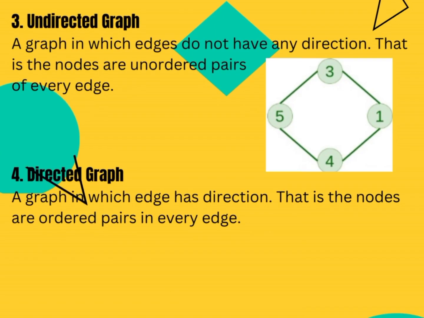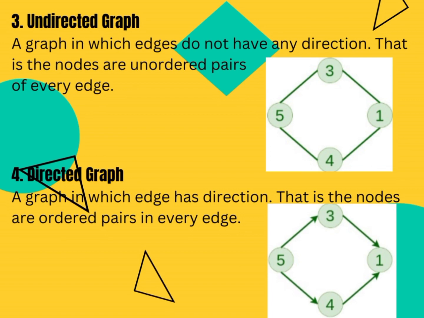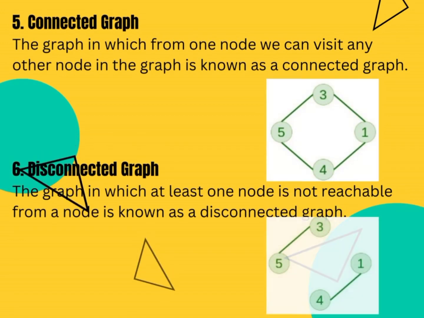And the third one is the undirected graph. An undirected graph contains edges with no direction. As you see in the directed graph, there are edges with direction. The arrow signs indicate the directions of the edges. Connected graph and disconnected graph.